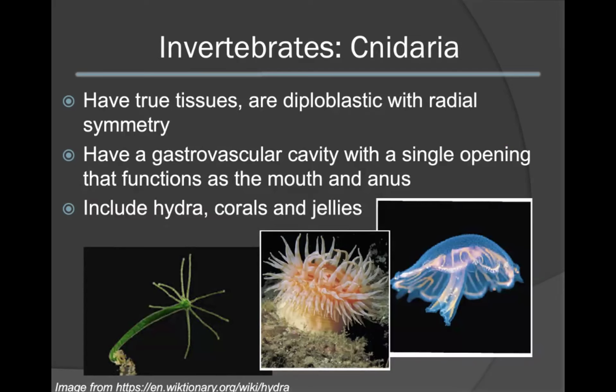We're now going to take a look at the next major group of invertebrates, the cnidarians. Cnidarians are considered to have true tissues. They are diploblastic, meaning that they have both ectoderm and endoderm. They also have radial symmetry. Cnidarians have a gastrovascular cavity with a single opening that functions as both the mouth and the anus. Common cnidarians include the hydra, corals, as well as jellyfish.